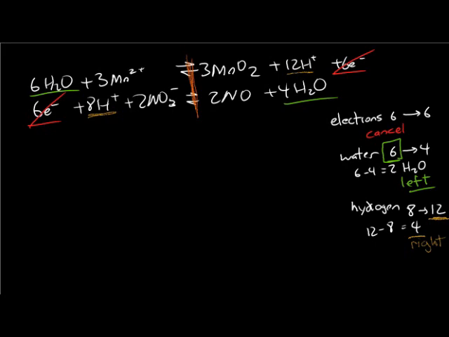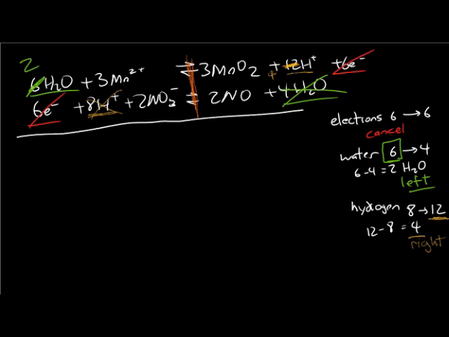Let's make the modifications to this equation. We will cross out the 4 waters on the right and reduce the 6 waters on the left to 2. We also have to modify our hydrogen. That means the 8 hydrogens on the left will cancel, and we will change the 12 hydrogens to 4 hydrogens.